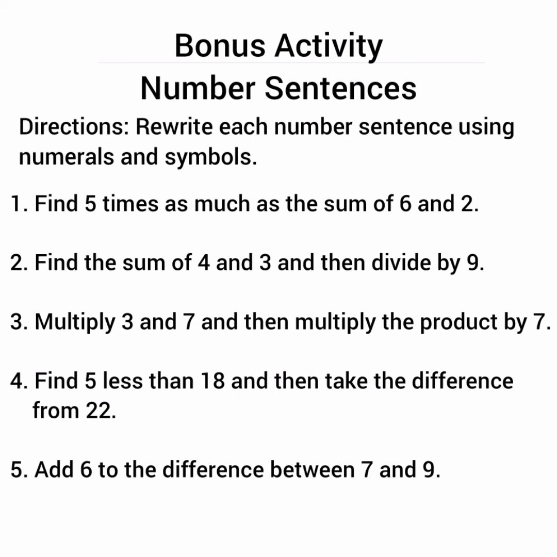Number 1 says, find 5 times as much as the sum of 6 and 2. Number 2, find the sum of 4 and 3 and then divide by 9. Number 3, multiply 3 and 7 and then multiply the product by 7. Number 4, find 5 less than 18 and then take the difference from 22. And number 5, add 6 to the difference between 7 and 9.